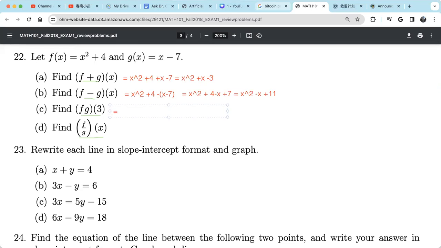Multiplication, we just multiply those two functions. x squared plus 4 times x minus 7. We have a binomial times a binomial, right? So multiply the first with the first, x squared times x, we get x cubed. Then the first times the second, x squared times negative 7, we get negative 7x squared. Then the second times the first, 4 times x, we get 4x. Then the second times the second, 4 times negative 7, we get negative 28. So we get x cubed minus 7x squared plus 4x minus 28.